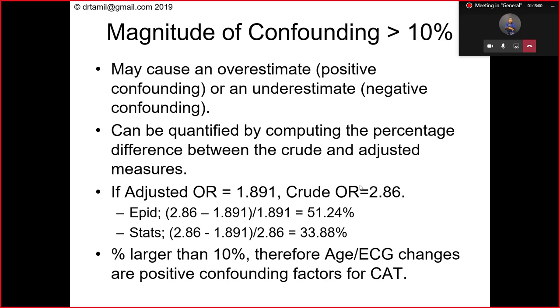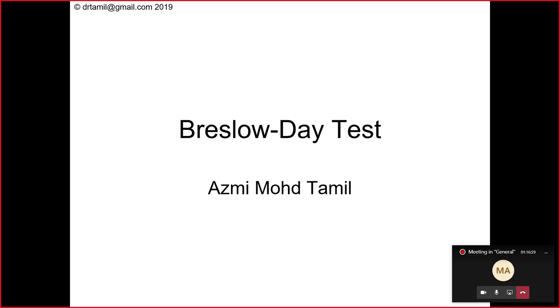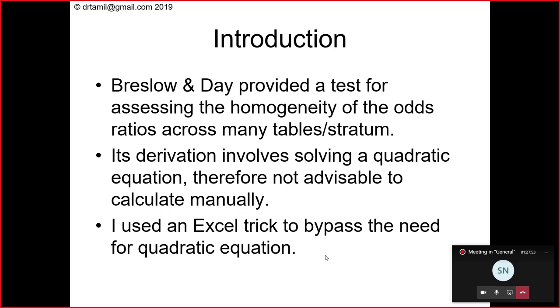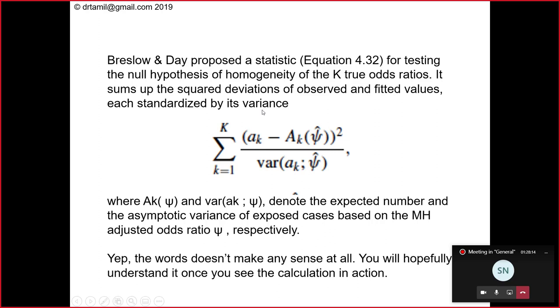Please take note, this is the Breslow-Day test. Number one, why do we need the Breslow-Day test? The Breslow-Day test checks for the homogeneity of the odds ratio. Why do we need to know the homogeneity of the odds ratio? If it is not homogeneous, there is interaction. If it is homogeneous, there is no interaction. What is the formula? This is the formula, from the original Breslow and Day publication. I don't understand this because I cannot calculate, so I converted it to this one, which I can calculate.